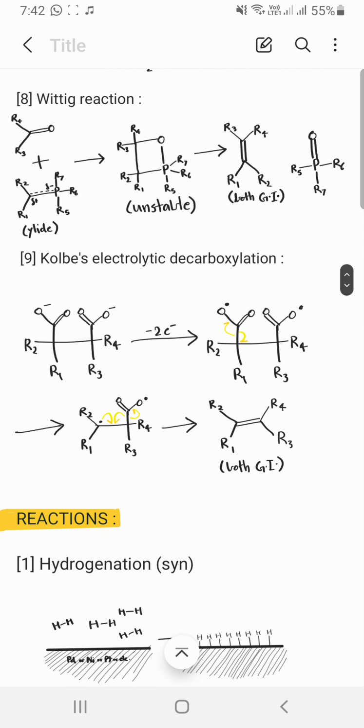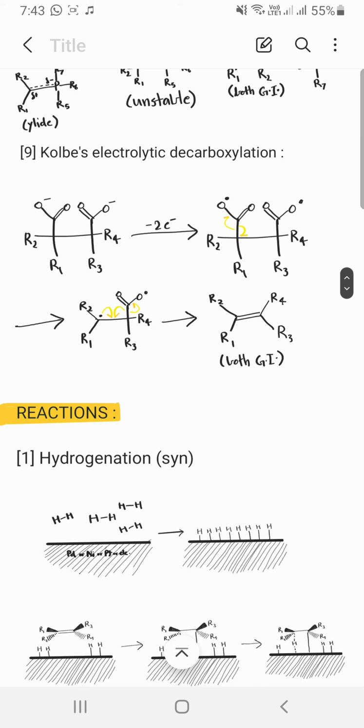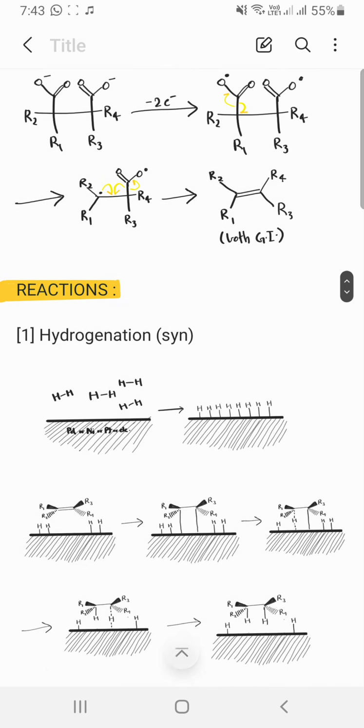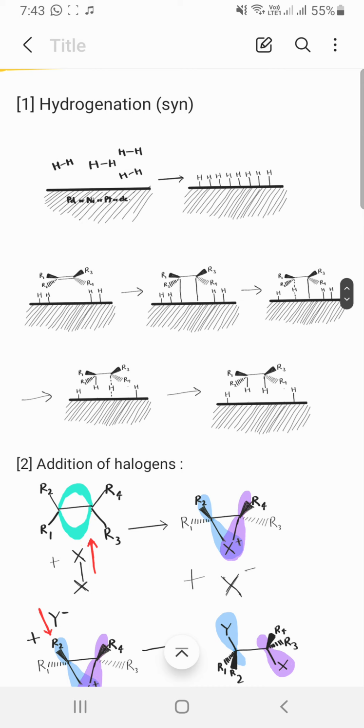Skip. Wittig reaction, phosphonium ylide, it does this thing. Okay, fine, and this guy isn't that complicated. Kolbe's electrolytic decarboxylation, that's fine. Dehydrogenation, sorry, hydrogen, not D. Okay, cool.